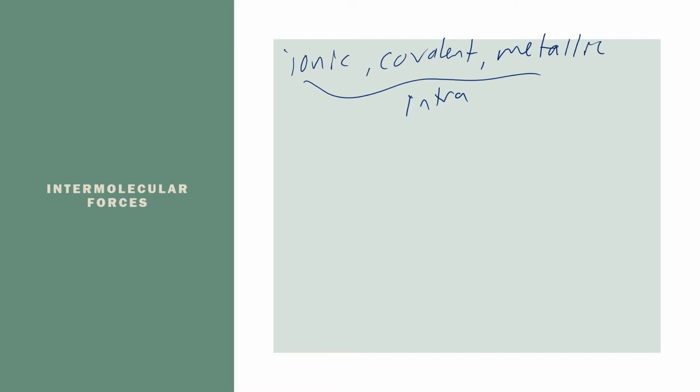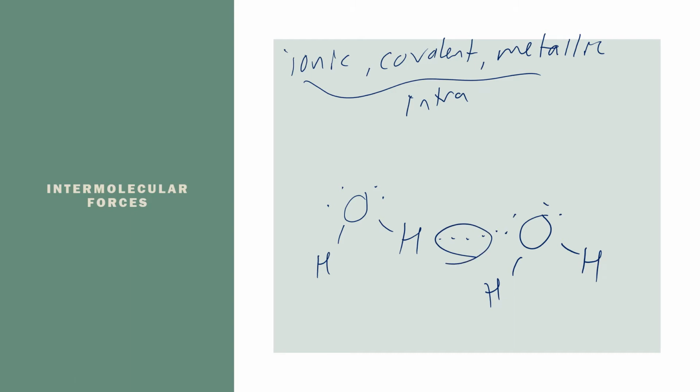Intermolecular forces are between compounds. So intermolecular forces would be if you had two separate molecules. Let's just use water as a simple example for now. And if that is interacting with another water molecule, this would be the intermolecular force. These solid lines would indicate it's an intramolecular force, in this case covalent bonds. But we use dashed lines or dotted lines to represent intermolecular forces.